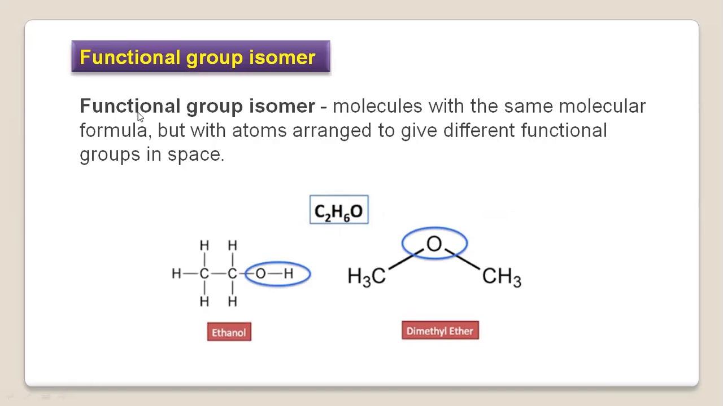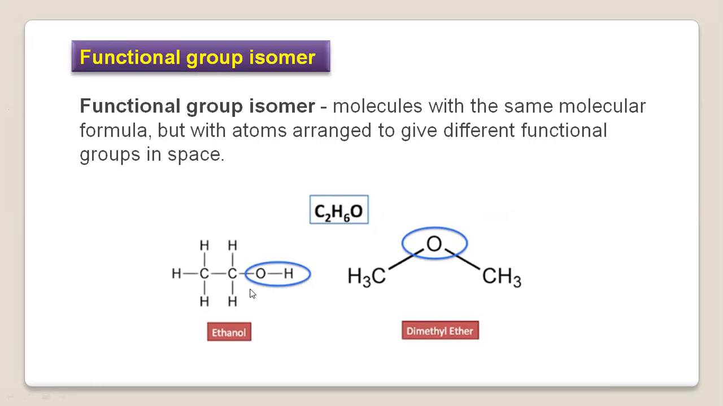Now see the functional group isomers. The third type; we completed chain isomerism and positional isomers. This is about functional isomers. Molecules with the same molecular formula but with atoms arranged to give different functional groups in space. See the molecular formula C2H6O, and it shows two different structures.